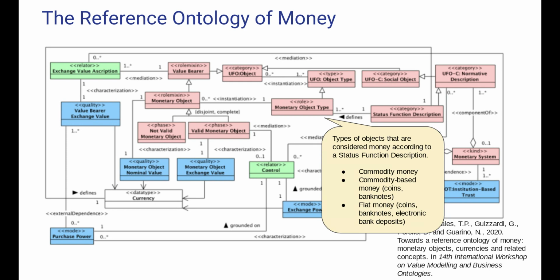It's possible to distinguish between different kinds of money: commodity money, for example, shells and metals. We have commodity-based money, like coins and banknotes, which are backed by some commodity. And we finally have fiat money, also coins, banknotes, bank deposits, which are not backed by anything else, only by the declaration of some state, typically. Then we have monetary objects that are instances of monetary object types.